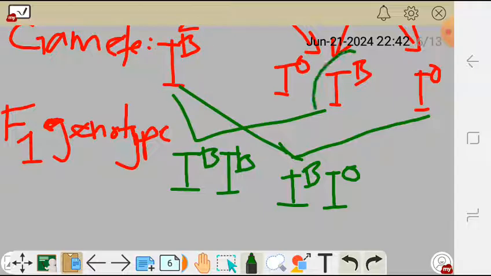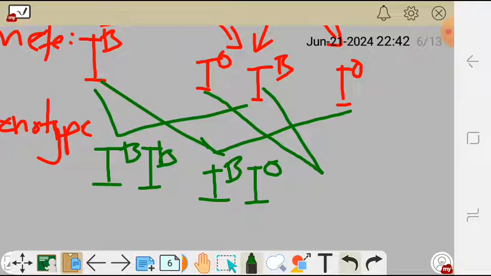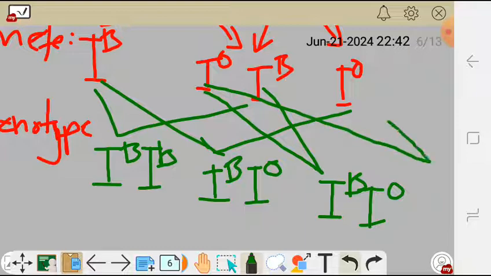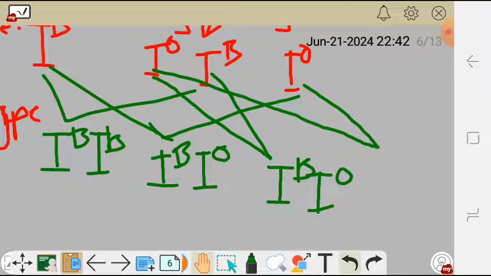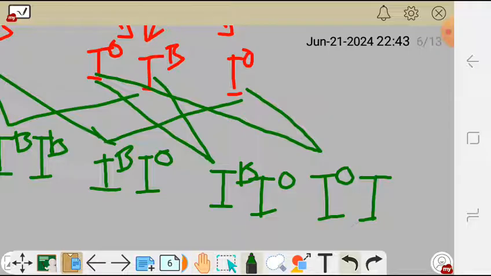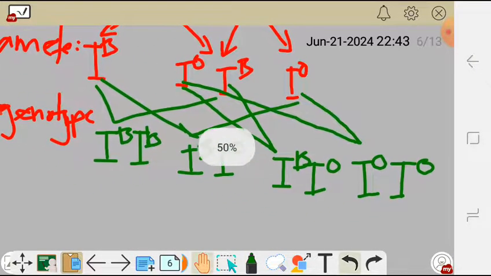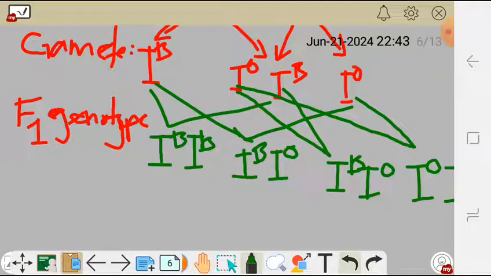We only have two chances to cross with these ones on this side. So we will go with this one again. That one with that one will have I^B I^O. Then this one, if it goes with this, we are going to have a child with blood group O. You have seen, so that's where that child with blood group O is coming from. So that is the F1 genotype.